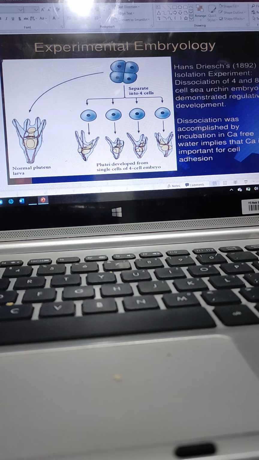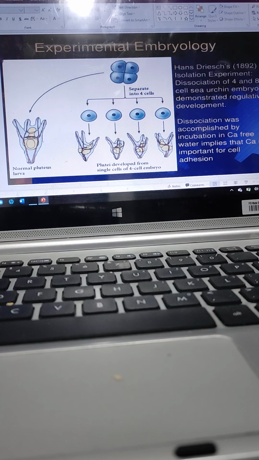Now we can explain both of these views with the help of an experimental basis. William Roux, in 1888, and Hans Driesch performed experiments to determine which theory was correct. They allowed a fertilized egg to divide to the two-cell stage.